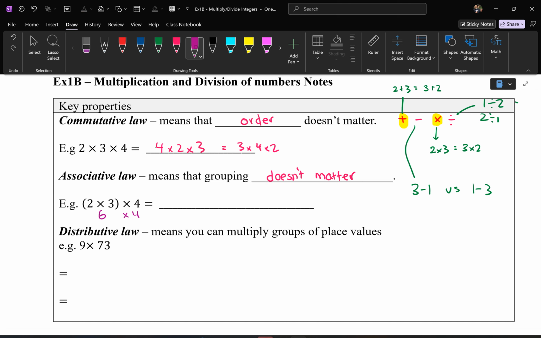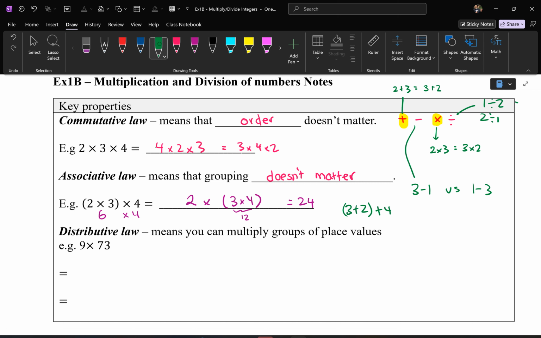But even if I grouped it differently, if I group 3 times the 4 first, with brackets, the order says you have to do this first before you times the 2. If I group this one first, that still gives you the same answer. 12 times 2 is still 24. This is what grouping is. Addition is the same thing. If I wrote 3 plus 2 plus 4, it doesn't matter how you group them. You can group 3 and 2. The answer is still going to end up being the same.